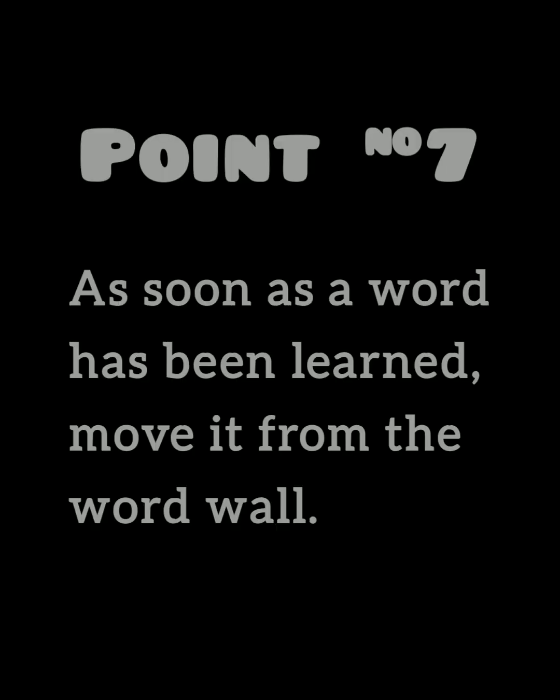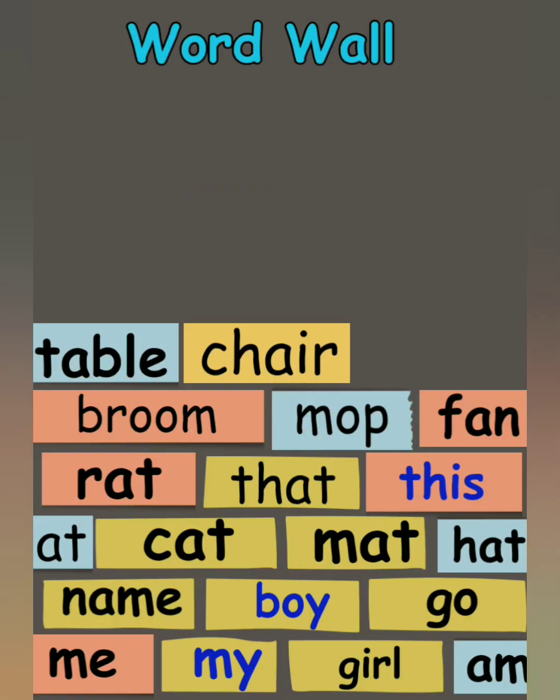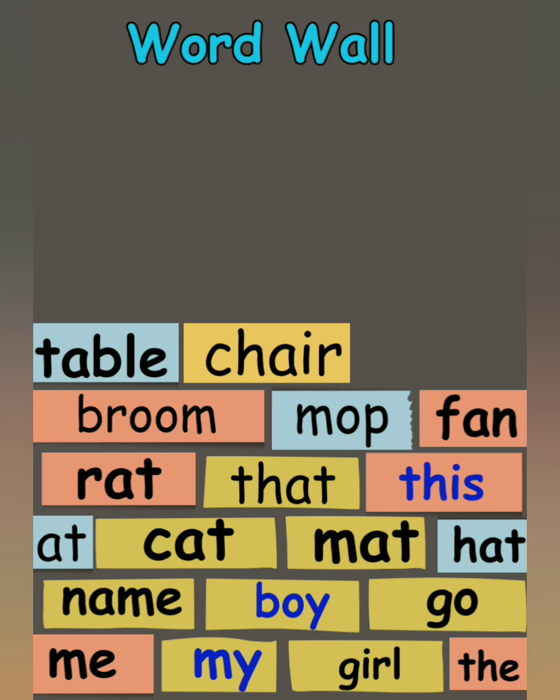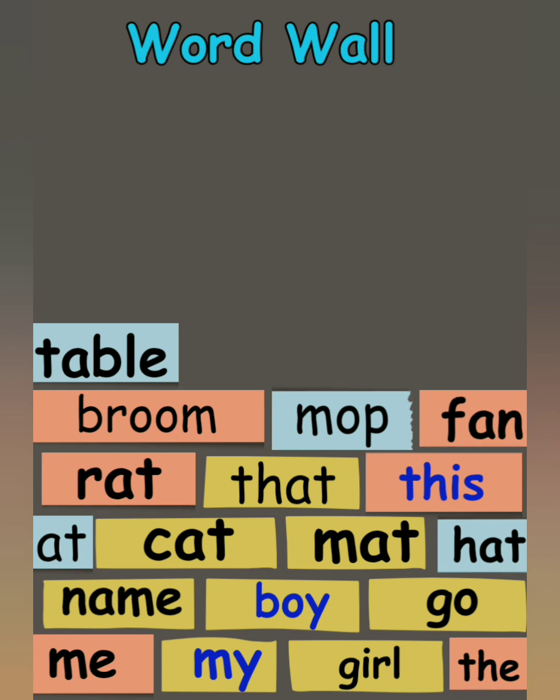Point number 7 on utilizing the word wall. We talked about the visibility of it. We talked about even the placement of the labels in the environment. Now, as soon as the person has mastered the words, change them out and bring them to another level. If the same words are there for every 3 months or every year, then after a while the person will get bored of seeing the words, even if they did not master them.